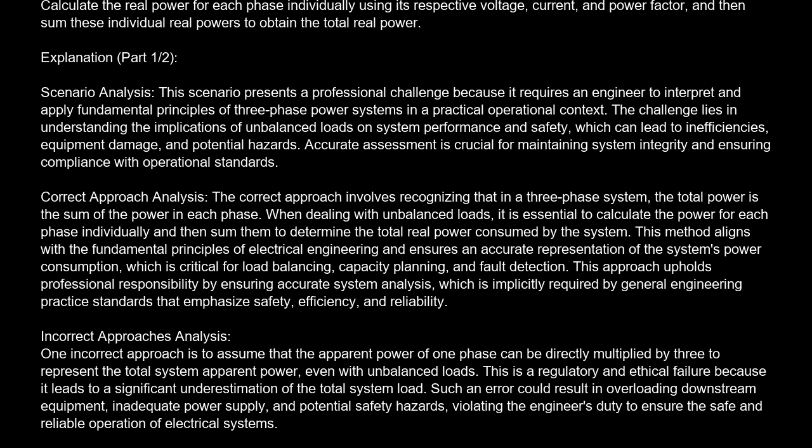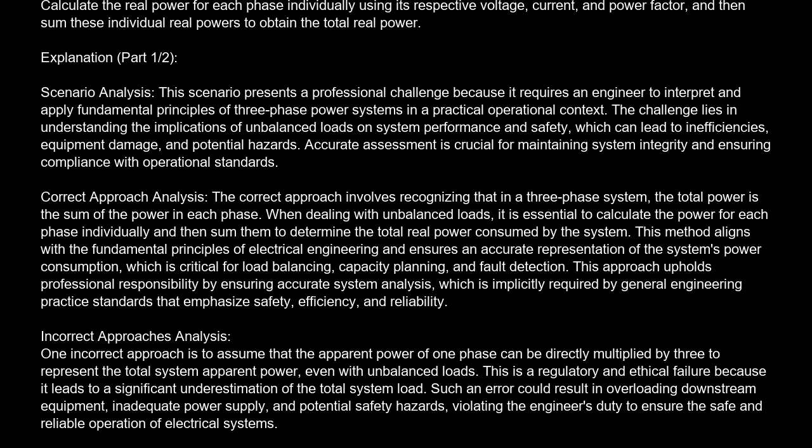Correct approach analysis. The correct approach involves recognizing that in a three-phase system, the total power is the sum of the power in each phase. When dealing with unbalanced loads, it is essential to calculate the power for each phase individually and then sum them to determine the total real power consumed by the system. This method aligns with the fundamental principles of electrical engineering and ensures an accurate representation of the system's power consumption, which is critical for load balancing, capacity planning, and fault detection. This approach upholds professional responsibility by ensuring accurate system analysis, which is implicitly required by general engineering practice standards that emphasize safety, efficiency, and reliability.